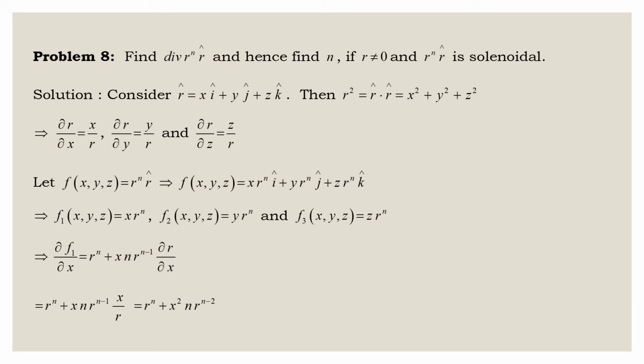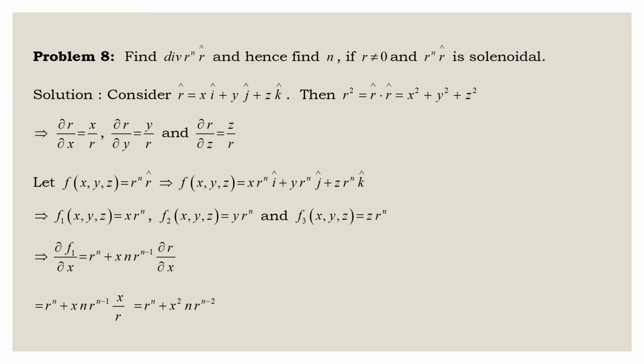After cancelling 2 on both sides, if we find out ∂r/∂x, it equals x/r. Similarly, if we find out ∂r/∂y, it equals y/r. ∂r/∂z equals z/r.